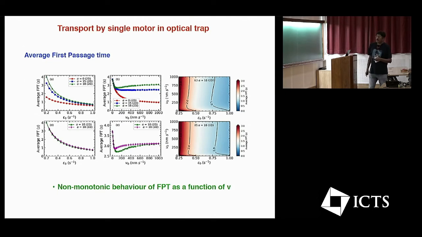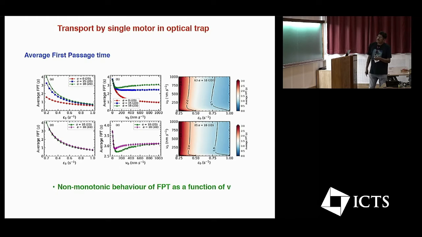So first of all, I would like to point out that whether I approximate it with 1D, at least for the typical forces and the motor parameters, there is very insignificant difference between these two analyses, and that's why you can see that this comparison is almost very close to each other. The interesting thing that we observe is that there is a non-monotonic behavior of the first passage time as a function of the velocity of the cargo in this kind of setting.